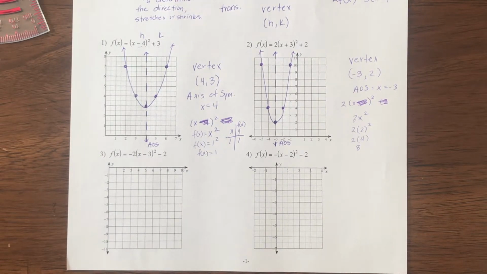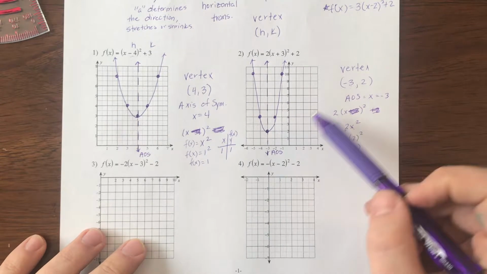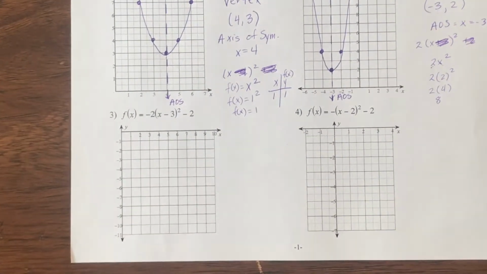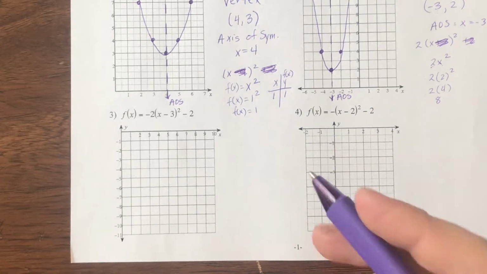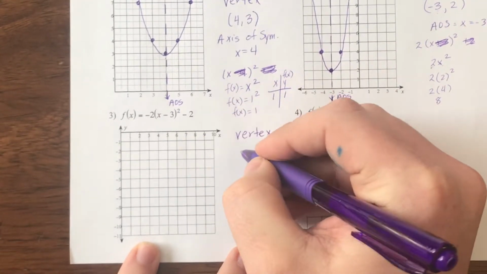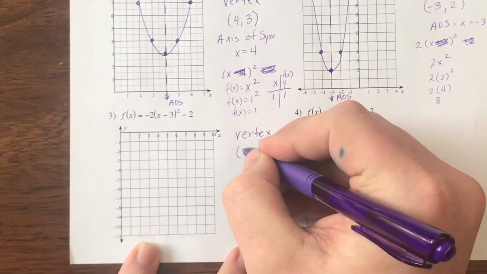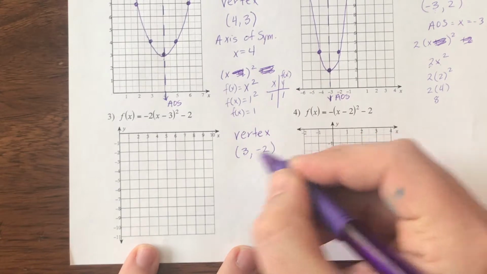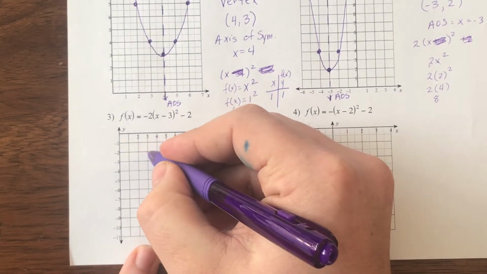Okay, so that is that graph. Going to number 3 now. If I'm looking at 3, again, start with my vertex. My vertex is the opposite of this, 3, and whatever this is, that's just normal. So (3, -2). I can put my point there.